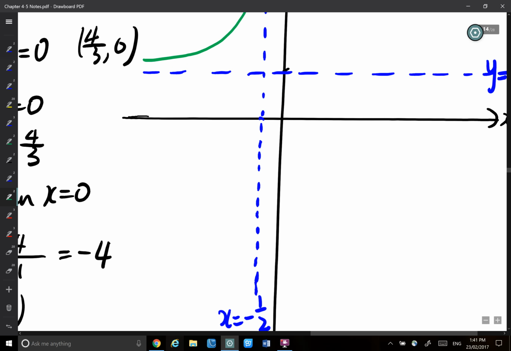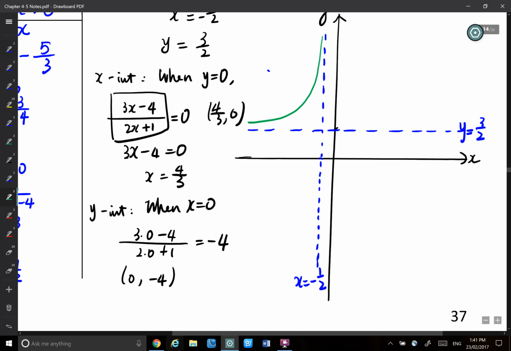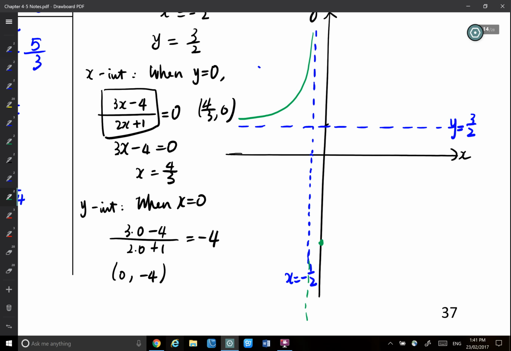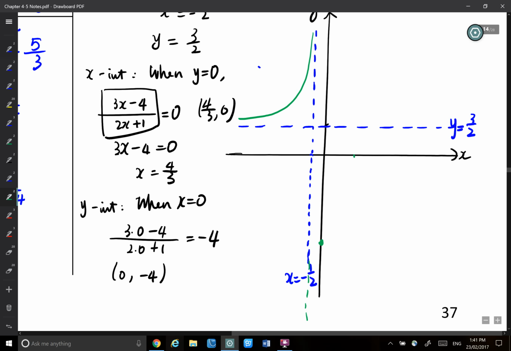So we have the y-intercept of -4 now. So we have the point here. That's one point. And the x-intercept is 4 on 3, which is here. So the graph will look like this. That's 0, minus 4, and you have 4 on 3, comma 0.